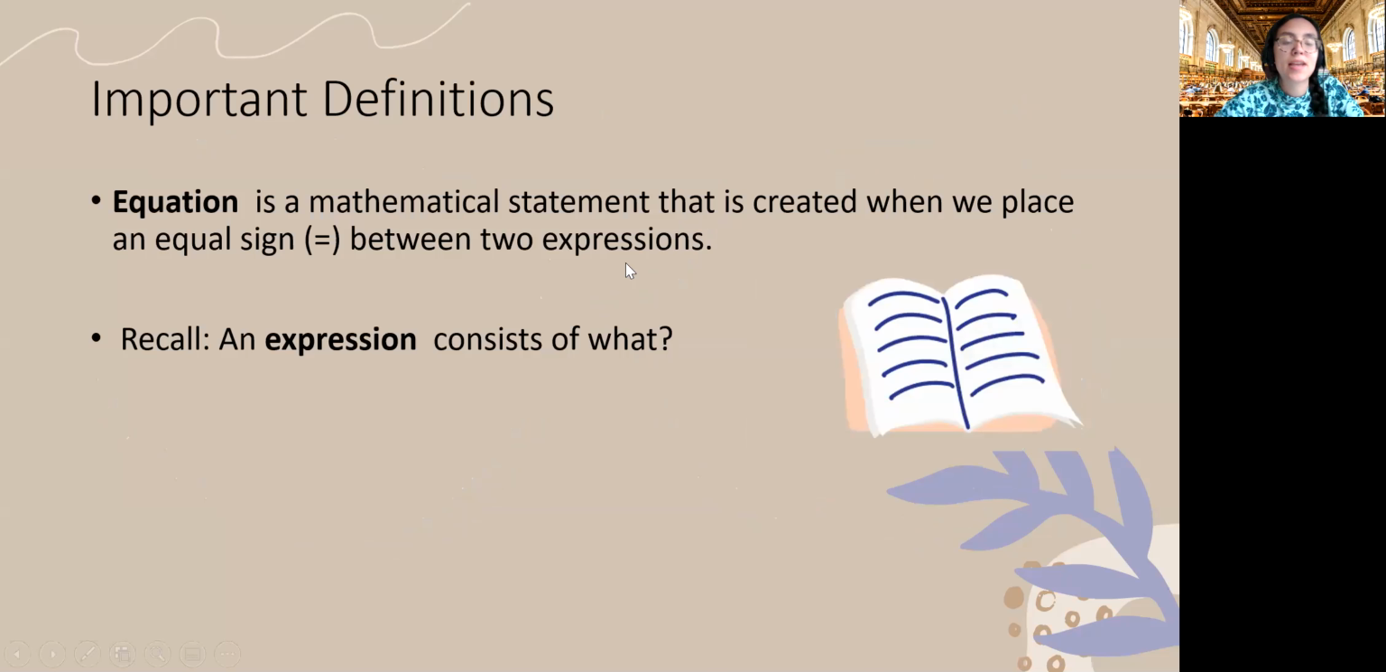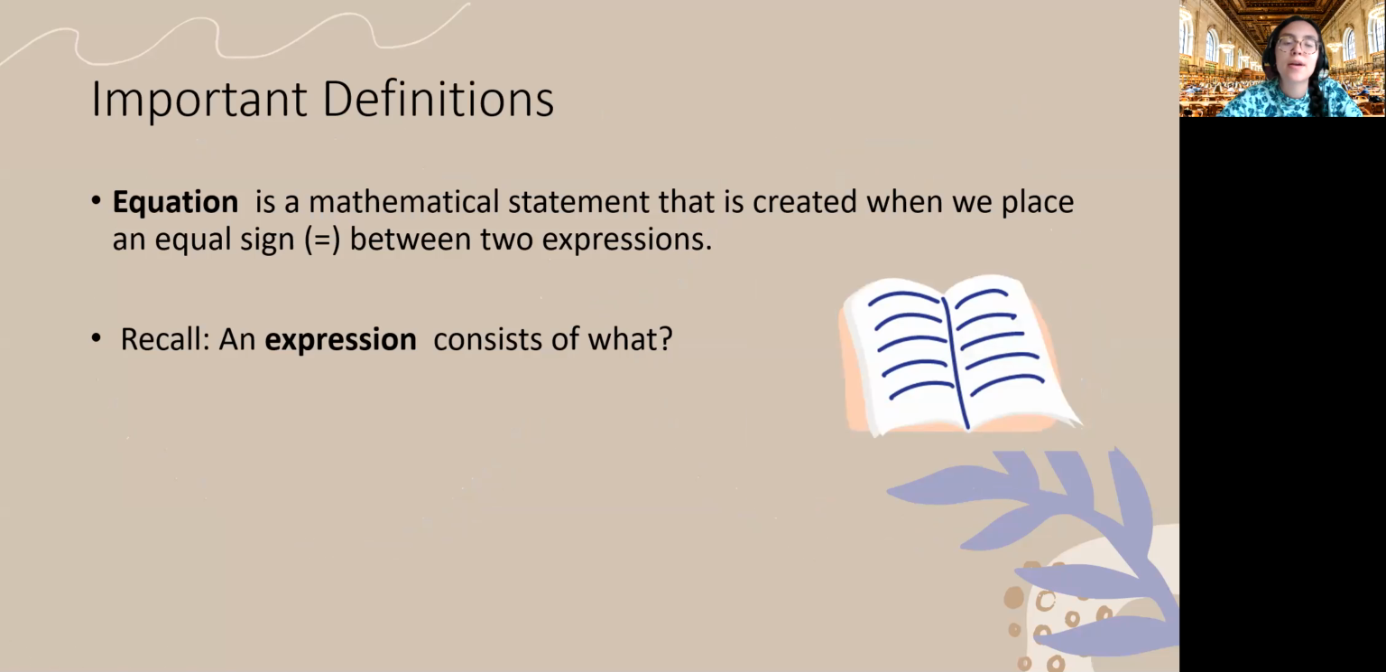Before we begin, we are going to introduce some important definitions. The first one will be equation. An equation is a mathematical statement that is created when an equal sign is placed between two expressions.